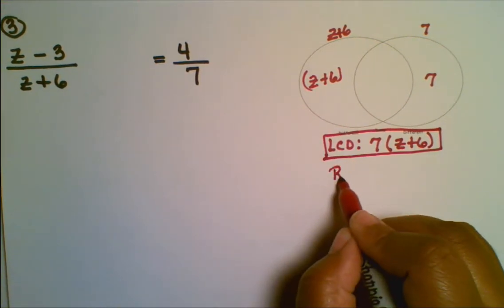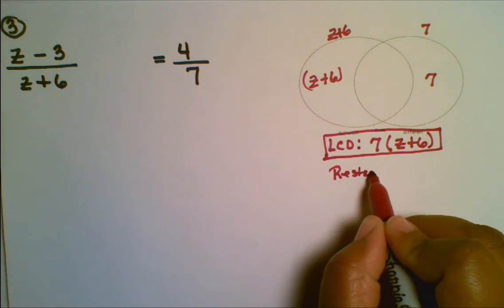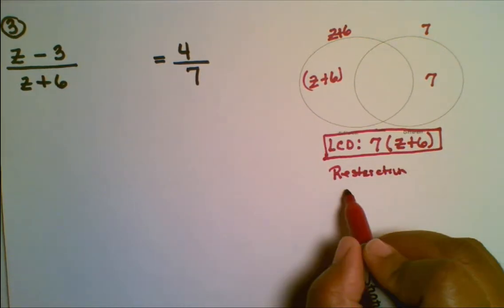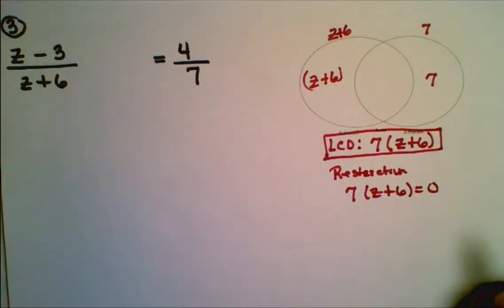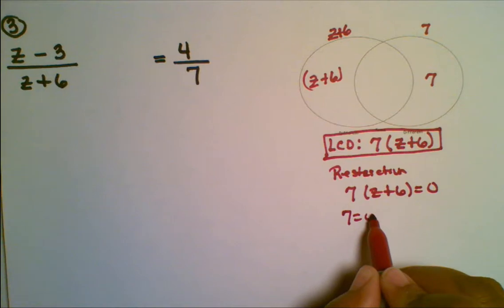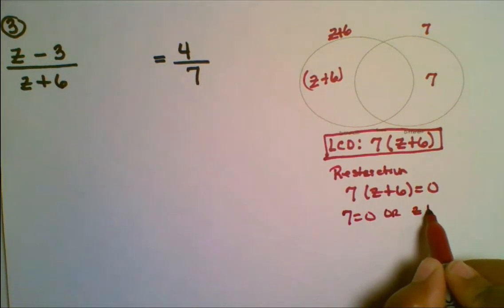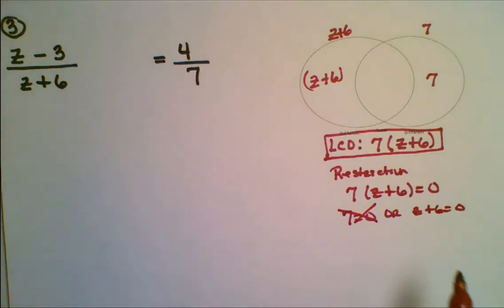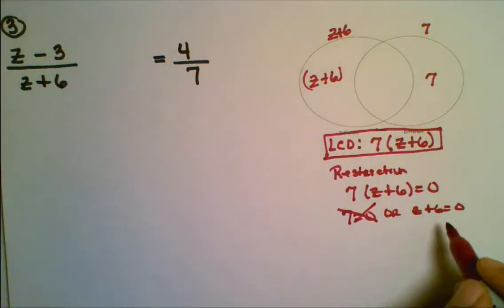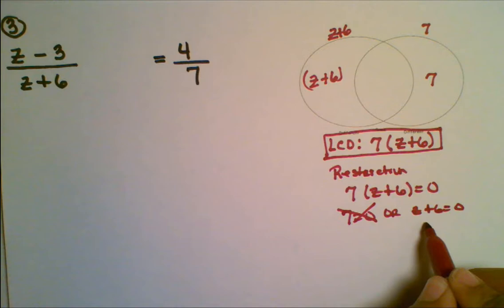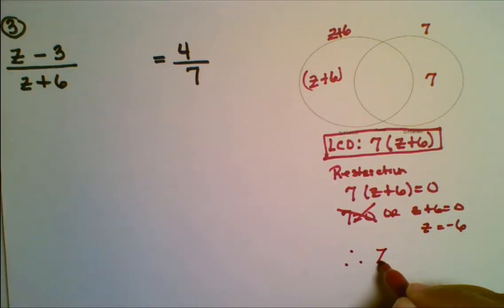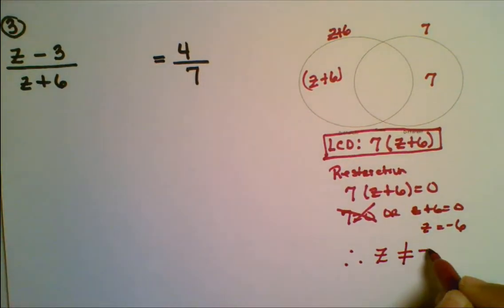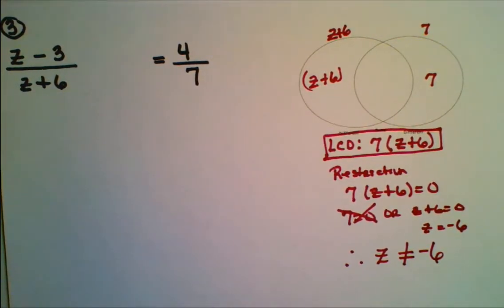To find the restriction, we're going to take the LCD and set each factor equal to 0. We know 7 can never equal 0, so 7 is gone. z plus 6 is equal to 0, therefore z is negative 6. So what we're saying here is that z cannot be negative 6. We do not want negative 6 as a solution.